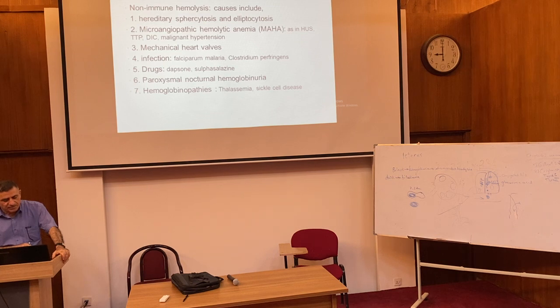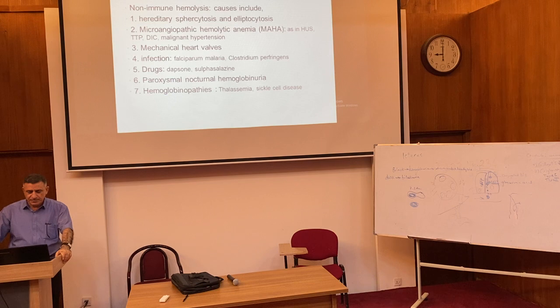Paroxysmal nocturnal hemoglobinuria is due to abnormality in the wall of the RBC. Also hemoglobinopathies, not due to antibodies.